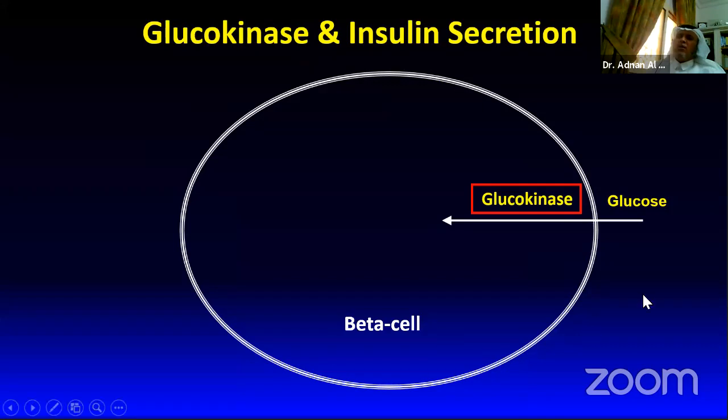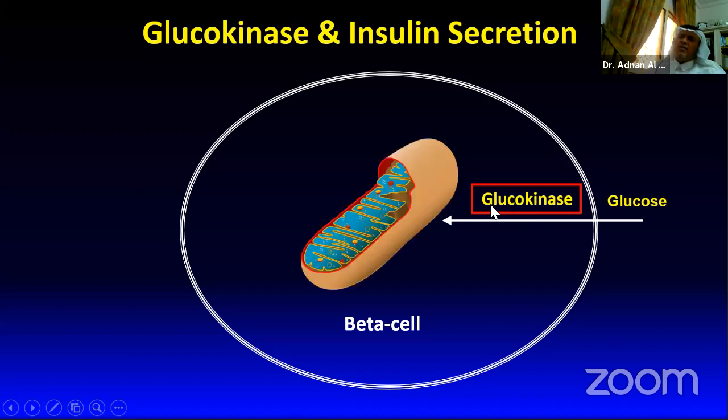So just to remind you, where is the glucokinase? Glucose is taken up by the glucose transporter inside the islet cell, and then the first step in islet cell glucose metabolism is the glucokinase. And so if there is a defect in this enzyme or the gene producing this enzyme, then the patient will develop MODY type 2 diabetes.